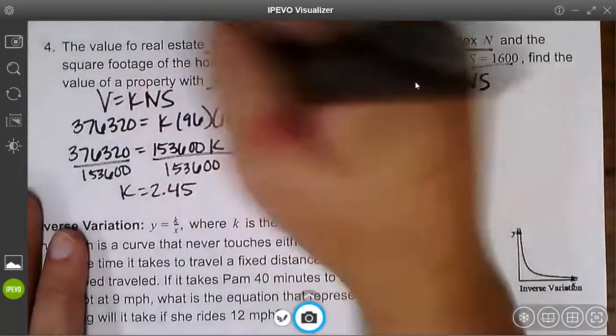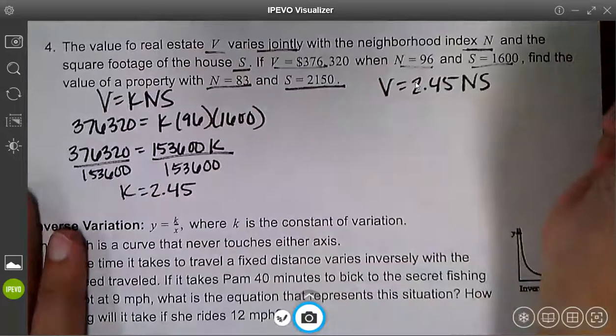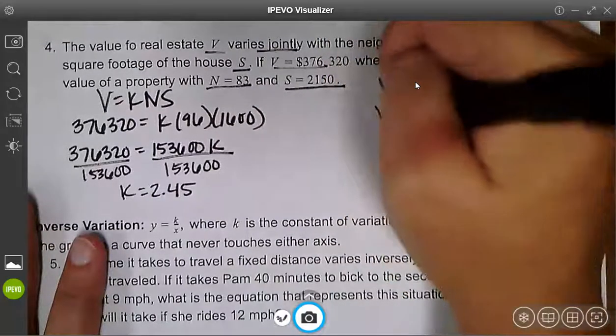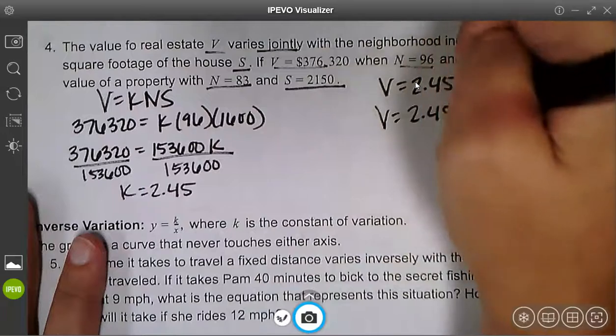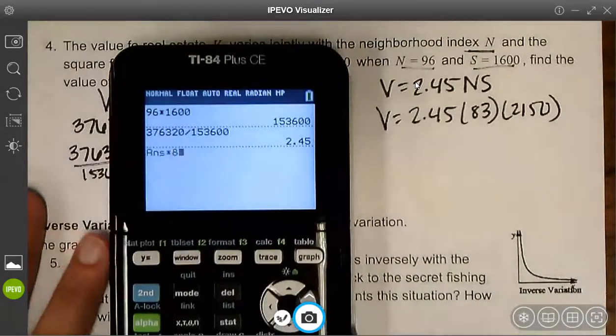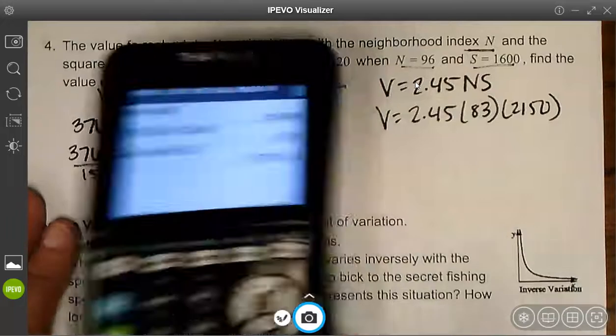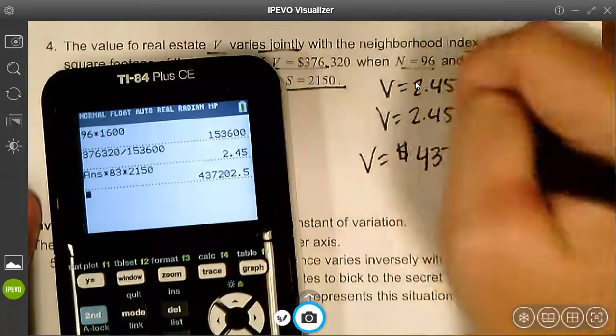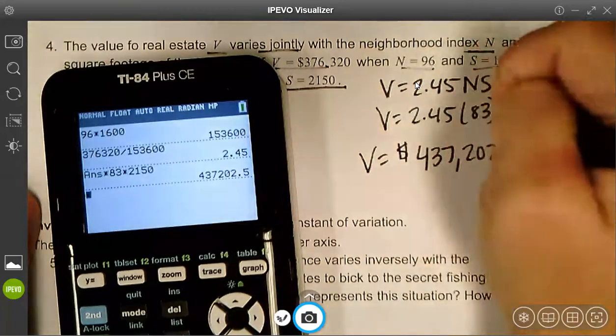Find the value of a property V with N equals 83 and S equals 2150. So V equals 2.45 times 83 times 2150. And you get, we're in dollars again, $437,202.50.